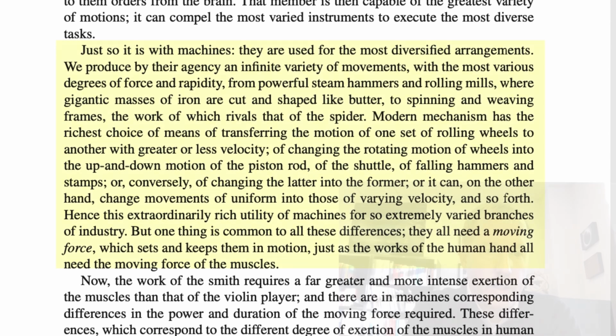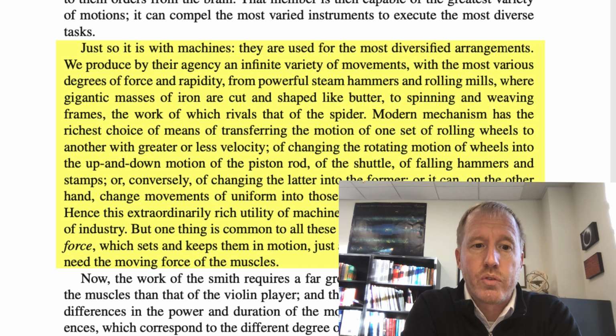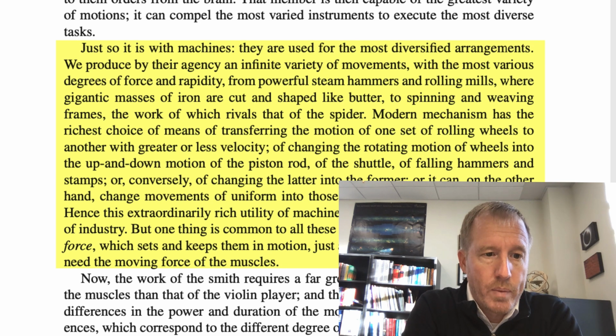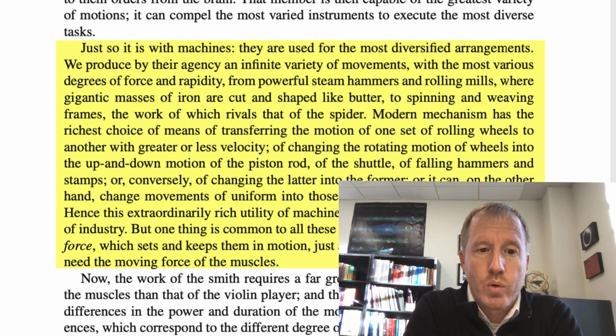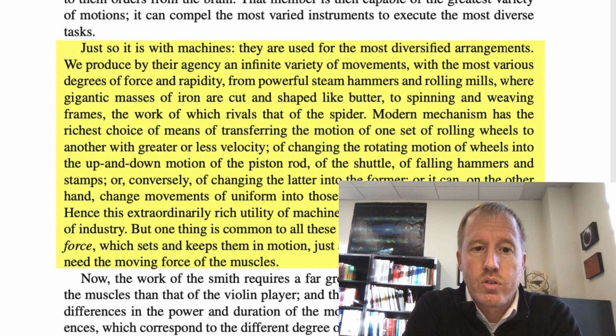He says, just so it is with machines. They are used for the most diversified arrangements. We produce by their agency an infinite variety of movements with the most various degrees of force and rapidity, from powerful steam hammers and rolling mills, where gigantic masses of iron are cut and shaped like butter, to spinning and weaving frames, the work of which rivals that of the spider.